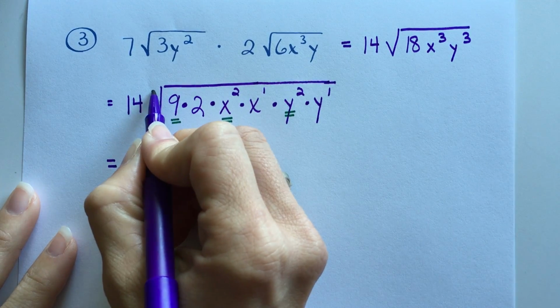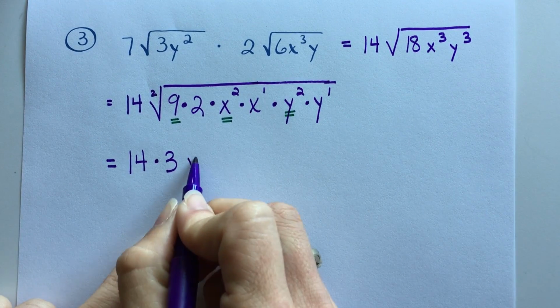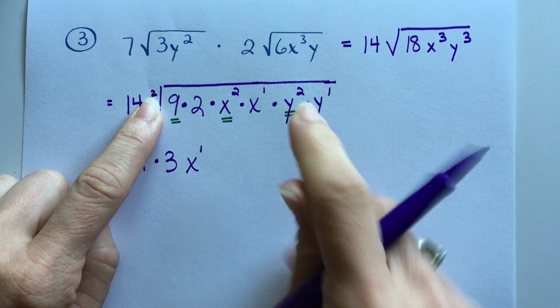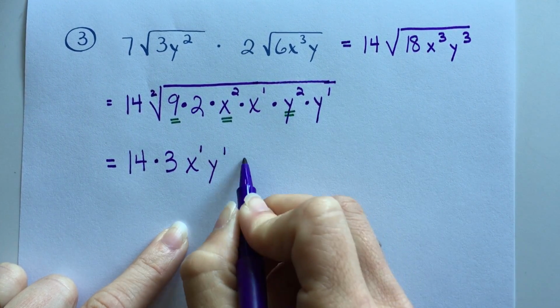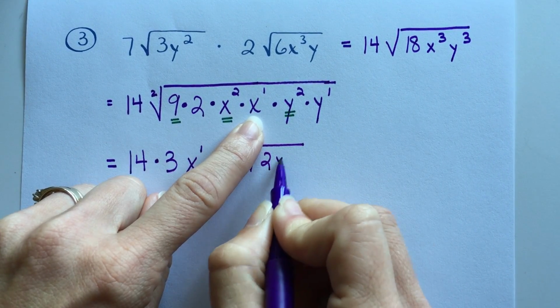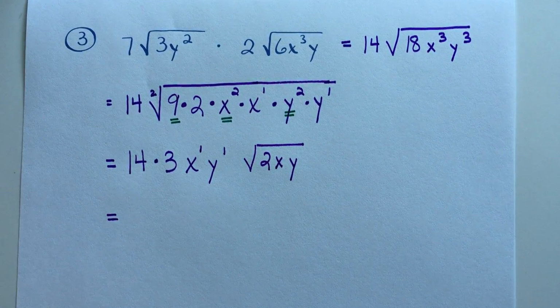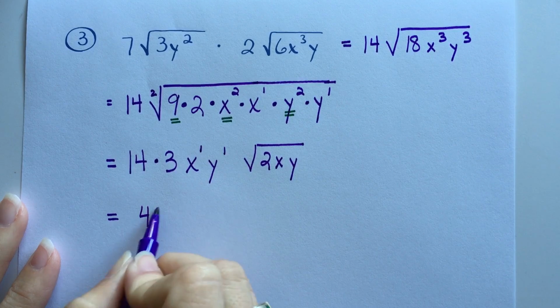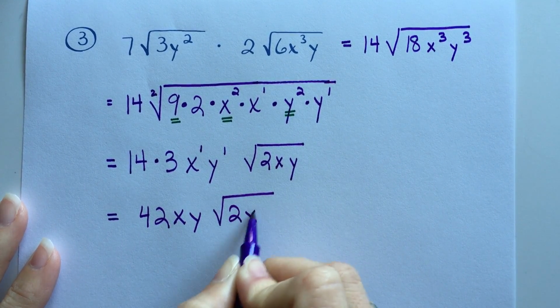Okay, so we've got an understood 2 here. So 2 will go into 2 one time. So that means we'll have x to the first. And then same thing here, 2 will go into 2 one time, so we'll have y to the first. So this 2 is still left underneath, this x, and this y. So my final answer, like I said, go ahead now and do the 14 times the 3. So that's going to give us 42. So I have 42 xy square root of 2xy.